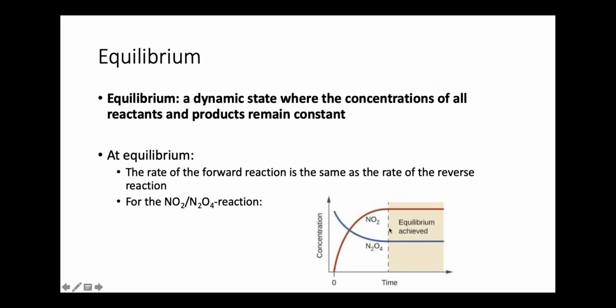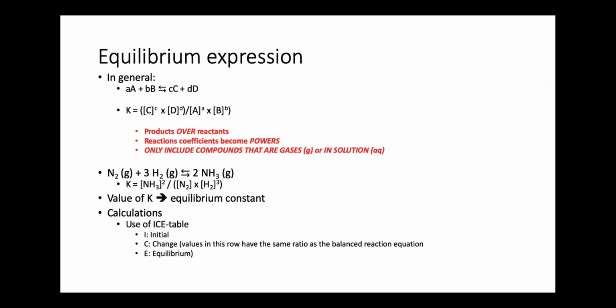You can see this in this picture as well. Here, concentrations are changing, and from here on, the concentrations of NO2 and N2O4 are not changing anymore, and that's the moment we have the equilibrium. So equilibrium means the rate of the forward and the reverse reaction are the same.